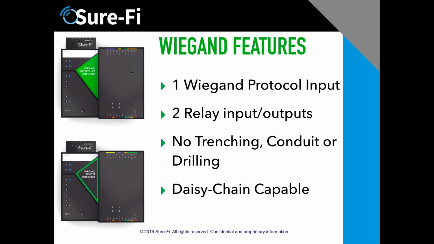So you have a Wiegand input. You have 2 relays going each direction, which means that at a door, if you want to put in a door position sensor or a door alarm or a maglock or a request to exit button or any of those things, you can send that via the relays each direction, and that can be either wet or dry.